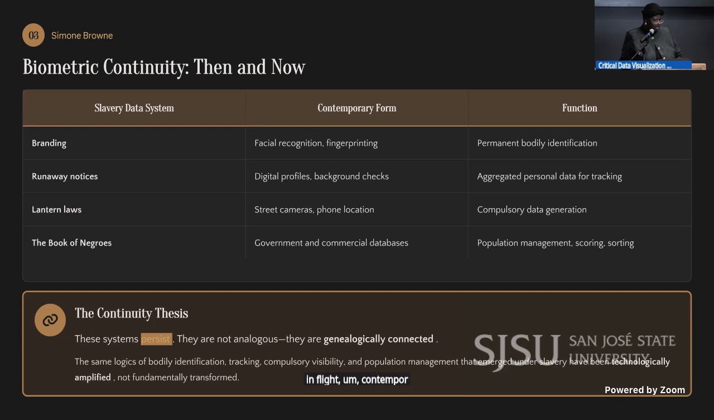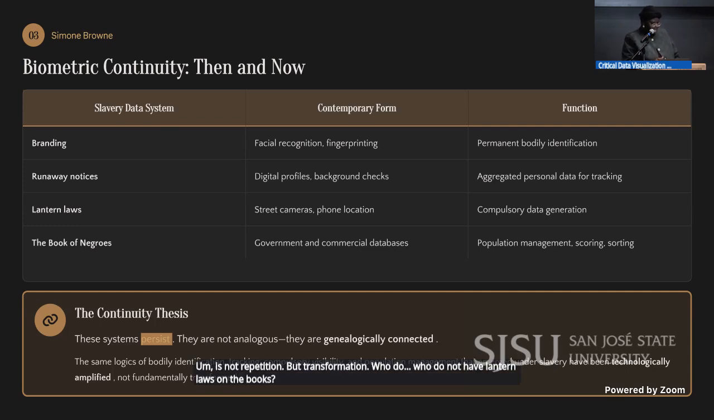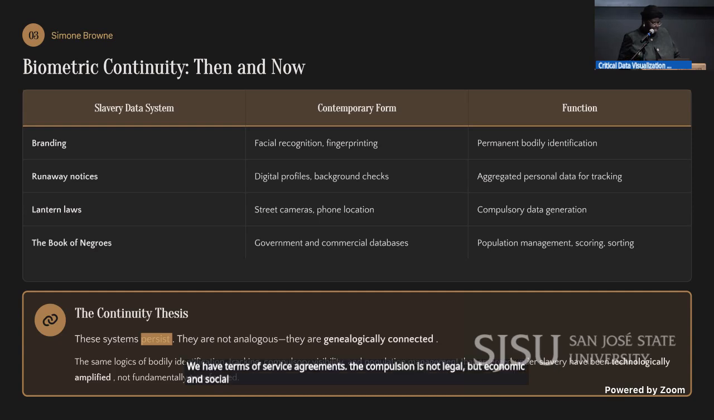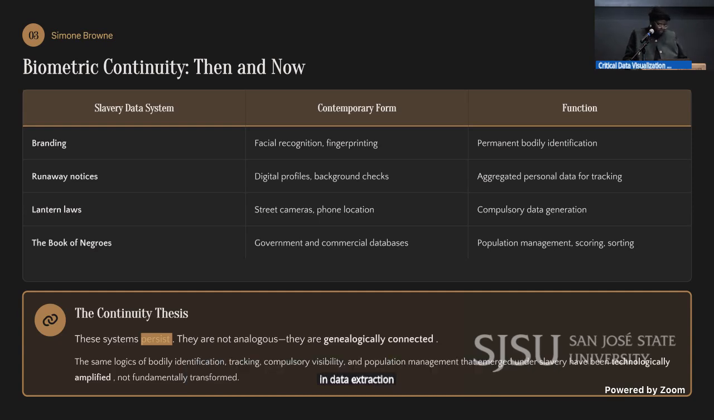Contemporary digital profiles function identically. The body rendered as information, compiled for surveillance, the subject fixed before they encounter the gaze. The afterlife, Hartman reminds us, is not repetition, but transformation. Who do not have lantern laws on the books? We have terms of service agreements. The compulsion is not legal, but economic and social. Participate in data extraction or be excluded from employment, communication, mobility. Epidermalization becomes the price of admission to modern life.